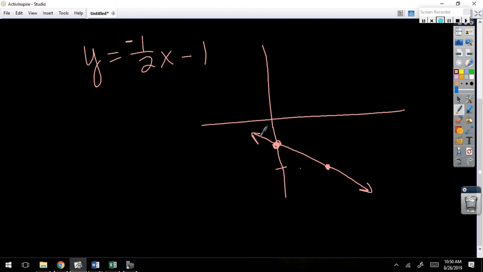All right, so does that answer everybody's little recap question? Those are pretty much the two forms you're going to graph in. You can graph in point-slope form.